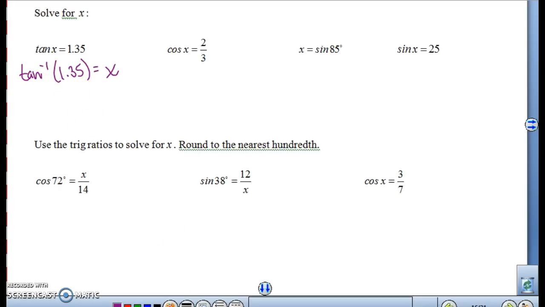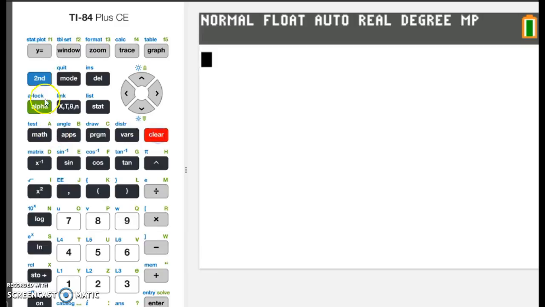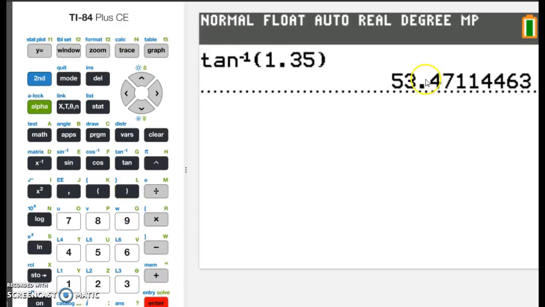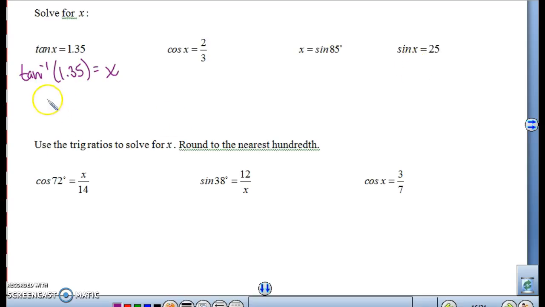So go to your calculator, you press second and the tan key. Make sure you hit tan, so it's got this on the screen, and then you put 1.35 and close your parentheses and then press enter. All right, and approximately to the nearest degree, it's approximately 53 degrees. So x is approximately 53 degrees.